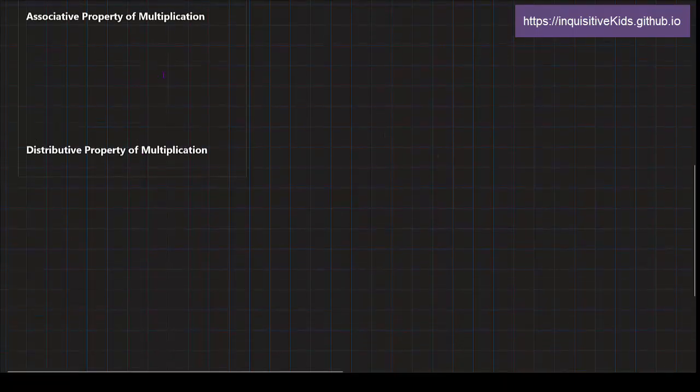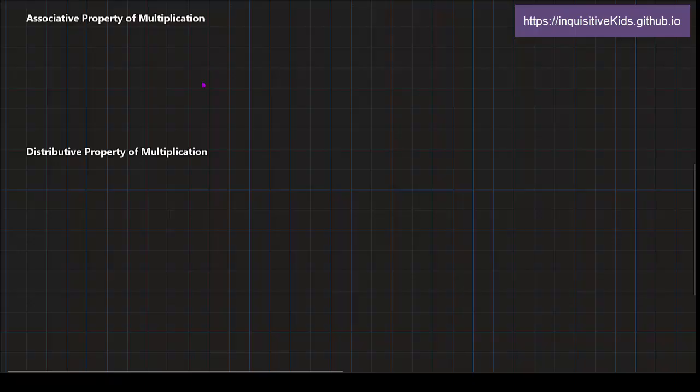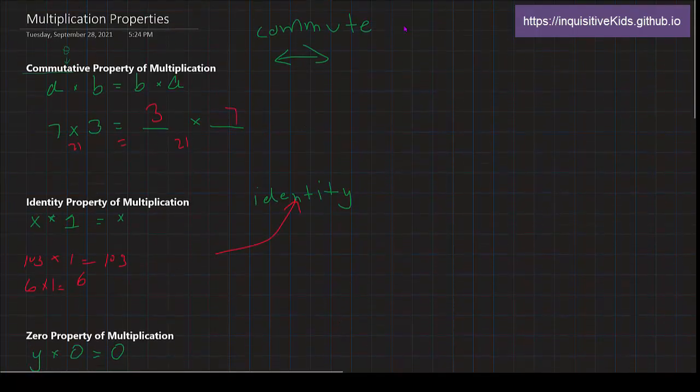Now let's look at the associative property. So the word associate, drop an E in there, associate, A-S-S-O-C-I-A-T-E. Associate means to switch around and be good with different things. Many people get it confused with the commutative property of multiplication, but there's a slight difference to it.